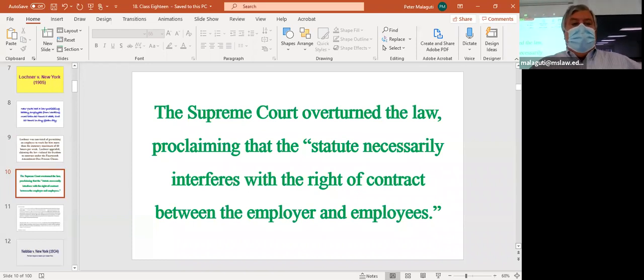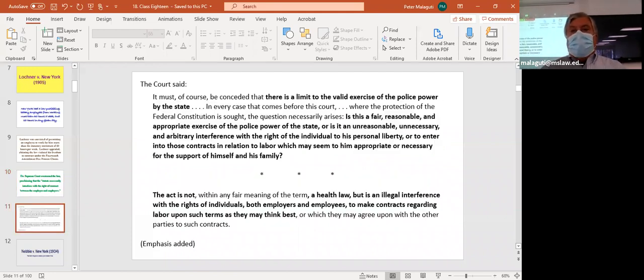And here we go. The Supreme Court overturns the New York law, proclaims that the statute necessarily interferes with the right of contract between the employer and the employees. Some fairly strong language here. There's a limit to the exercise of police powers by the state. Is this a fair, reasonable, and appropriate exercise of police power?